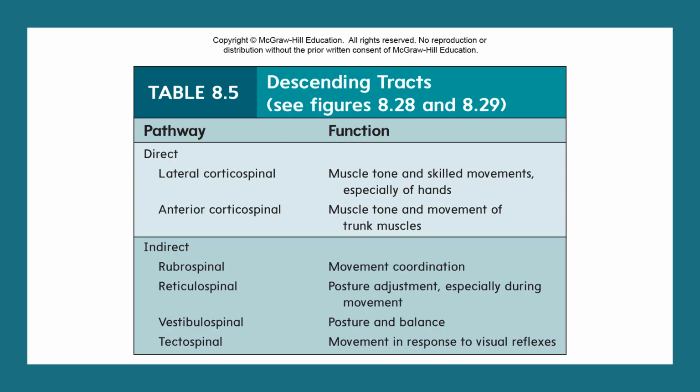Okay? So the descending tracts actually are these. You have the direct, so the lateral corticospinal, for muscle tone and skilled movements. You also have the anterior corticospinal, for muscle tone and movements of the trunk muscles. You also have the indirect ones like the rubrospinal, reticulospinal, vestibulospinal, and tectospinal. So just be familiar with the names of the pathways and their basic functions. Okay?